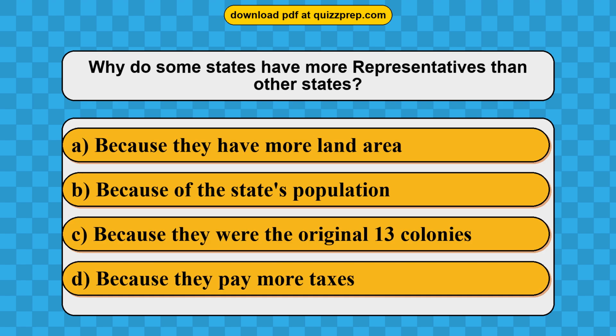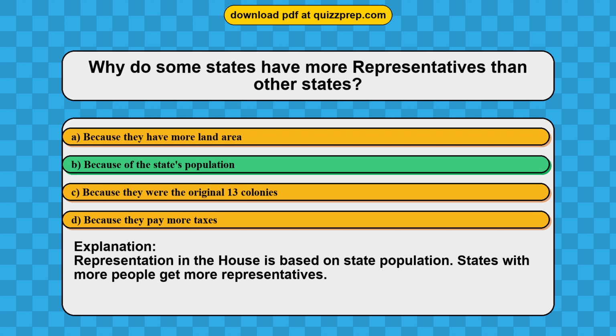Question 54. Why do some states have more representatives than other states? Option A. Because they have more land area. Option B. Because of the state's population. Option C. Because they were the original 13 colonies. Option D. Because they pay more taxes. The correct answer is option B. Because of the state's population. Representation in the House is based on state population. States with more people get more representatives.